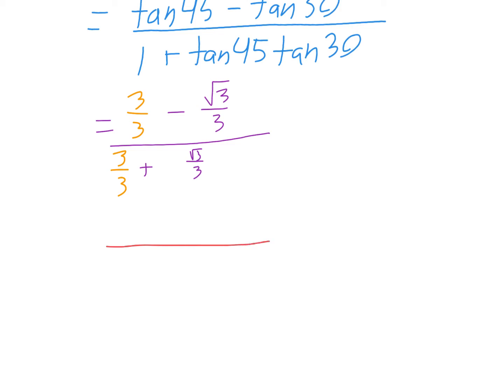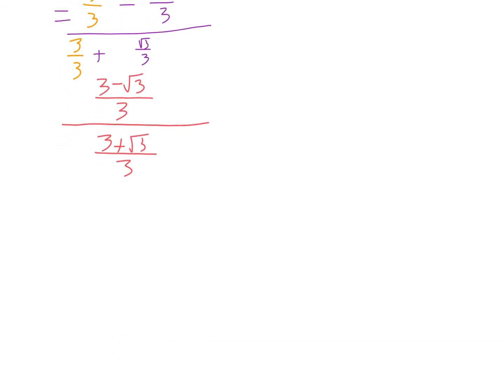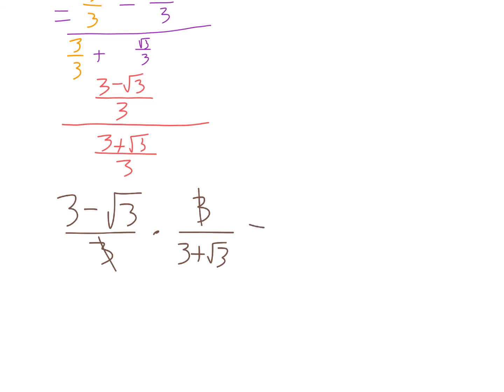Still have a long fractional bar of 3 minus the square root of 3 over 3 and 3 plus the square root of 3 over 3. So now I've got some fractional division that I need to work out. Well, dividing fractions is the same as multiplying by the reciprocal of the denominator. So that's what I'm going to do. And I have 3 minus square root of 3 over 3 times the reciprocal denominator. So that will be 3 over 3 plus root 3. My 3's will cancel out, and that will give me 3 minus root 3 over 3 plus root 3.